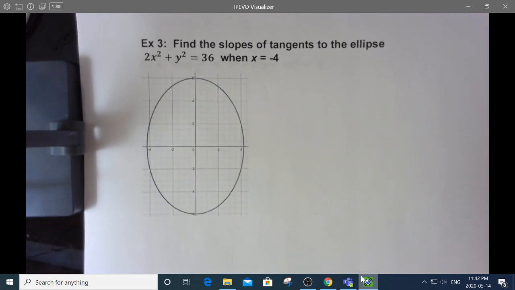We've already done a circle. Let's do the circle's close friend, the ellipse. Find the slopes of tangents to the ellipse 2x squared plus y squared equals 36 when x is equal to negative 4. So what's that going to look like?